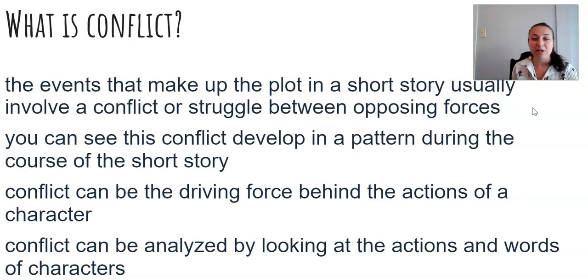And you've probably heard of internal conflict and external conflict. And we're going to get a little bit more specific than that. And we're going to look at a bunch of terms that specifically look at different types of conflict. I want you to remember that you can analyze conflict and really anything, right, by looking at the actions as well as the words of a character. So dialogue is always something you can use in your analysis as support.